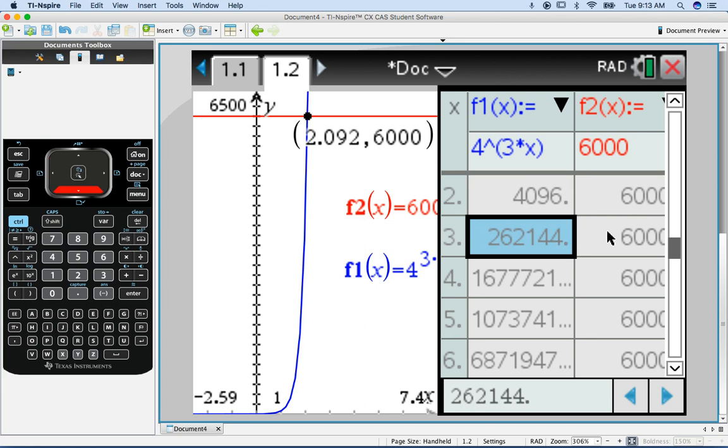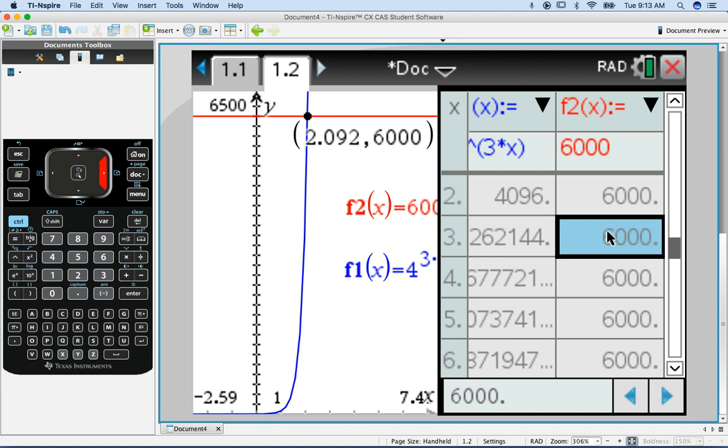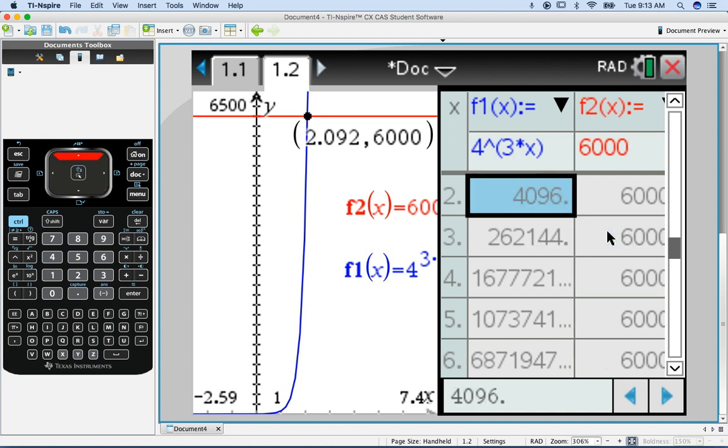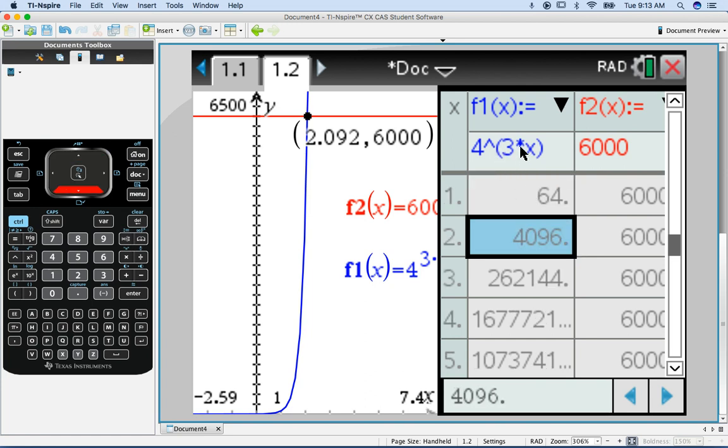Then it jumps way to 262,000. That's not equal to 6,000. So we know that in between 2 and 3, that's when this function here, 4 to the power of 3x, will equal the 6,000. They will be equal somewhere in between 2 and 3. So what I have to do is change my step size, okay?